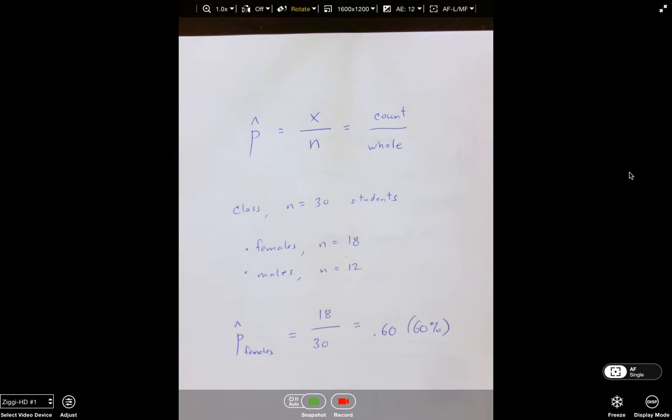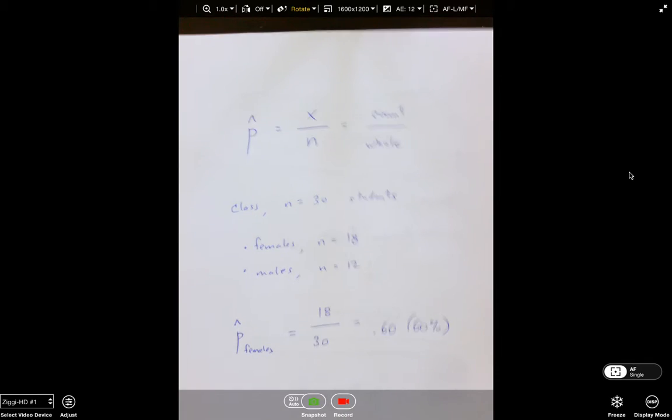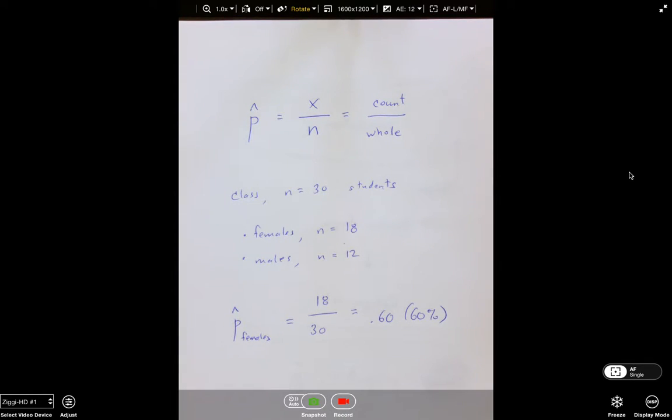Where we have to do all this fancy stuff with quantitative variables like finding means and medians and standard deviations and variance and so on and so forth, the beginning step of statistically describing a categorical variable is very, very, very simple. We just take the count out of the whole, and that can be expressed as a fraction. It can be expressed as a proportion, as a decimal, or it can be expressed as a percentage.